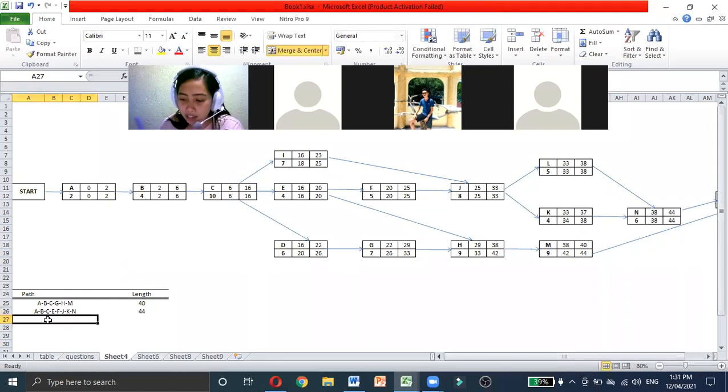Next path now. A, B, C, I, B. Okay, wait. A, B, C, E, F, J, K, N. Okay, make sure if it's 44. Make sure. A, B, C, E, F, J, K, N. Try, is it 44? A, B, C, E, F, J, K, N. 40, 42. That is 44.